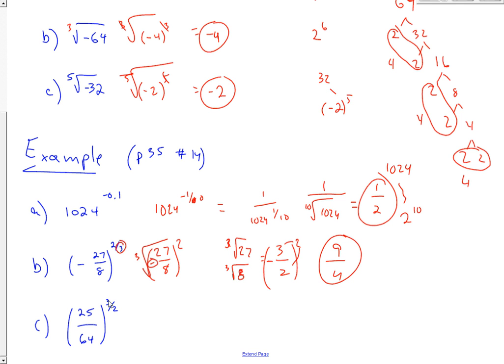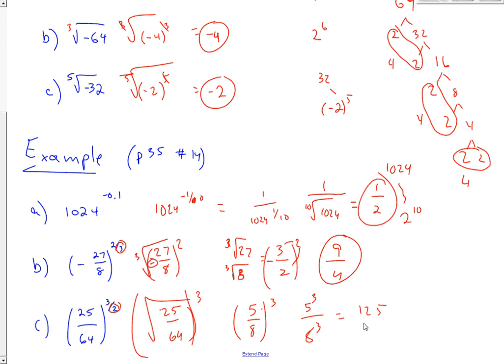And then same thing with this. We have a denominator of 2, so that's going to be the square root of 25 over 64. And then that's to the third power. The square root of 25 is 5. The square root of 64 is 8. And then my exponent of 3 is going to be 5 to the third over 8 to the third, to give me 125 over 512. And that's it.